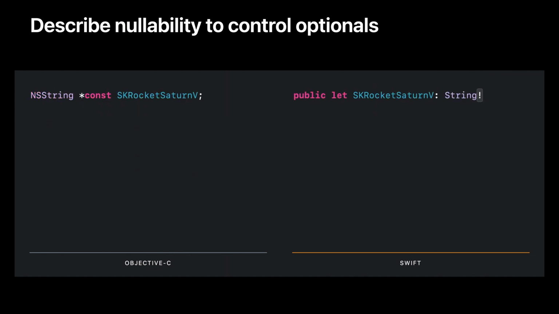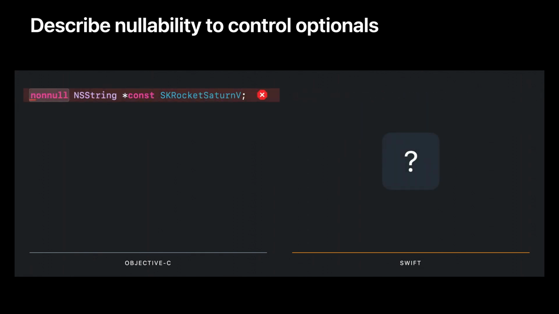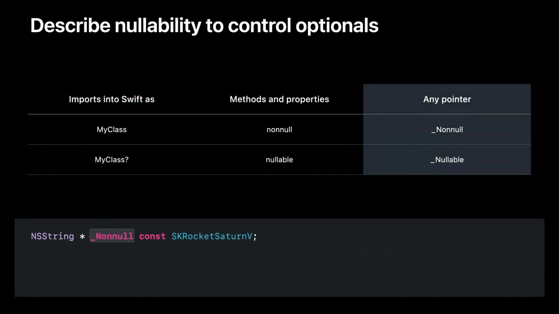Now, when you're adding these, occasionally you'll come across a case where these annotations don't work, like this constant. If you try to put the non-null annotation in front of it, you'll get a compiler error, and the generated interface probably won't display at all. The annotations I showed you work with methods and properties, but anywhere else, like constants or global functions or blocks, you'll have to use the qualifier versions of these annotations instead. These start with an underscore and a capital letter, and they work on any pointer type anywhere in Objective-C.